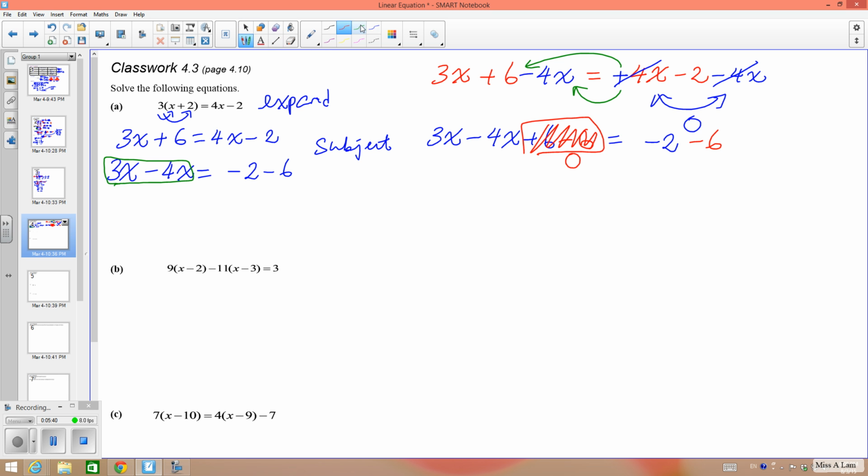Okay, let's continue. Then we simplify these two terms. When we do the subtraction for these two terms, we just look at the coefficient, meaning the numbers attached to x. 3 minus 4 is minus 1, and usually we don't write the number 1, therefore we write minus x. And then minus 2 minus 6, which is minus 8. Therefore in this case we have x equals 8.